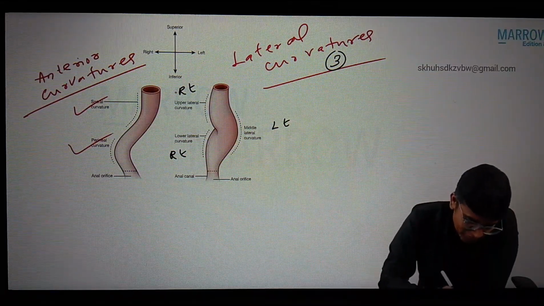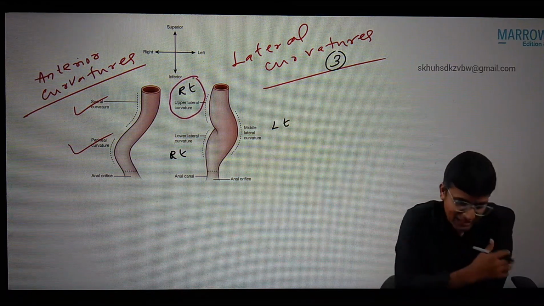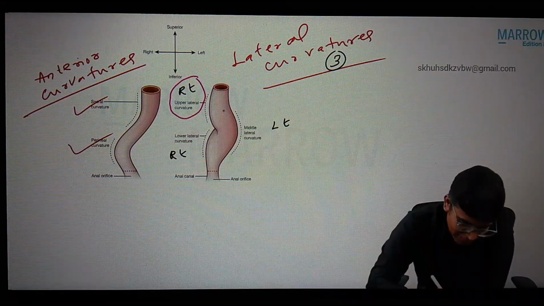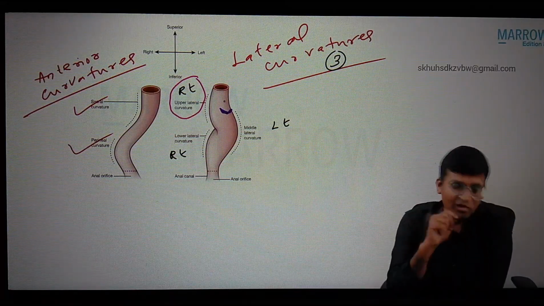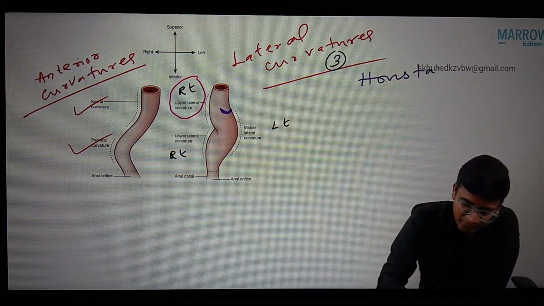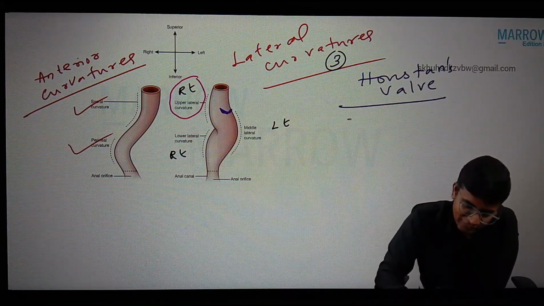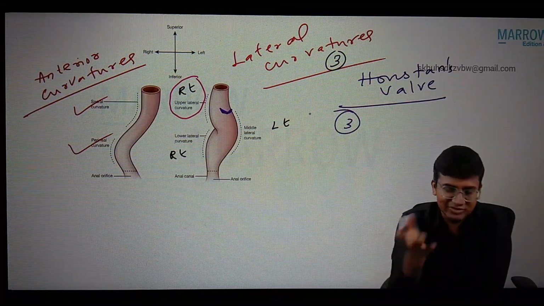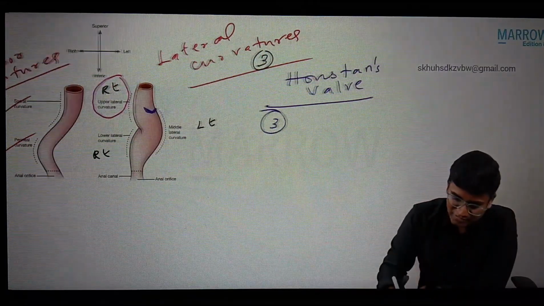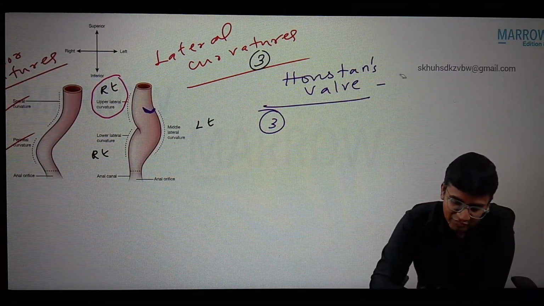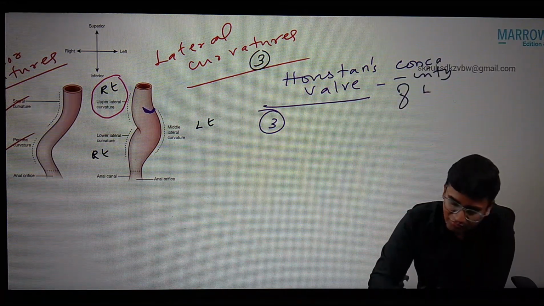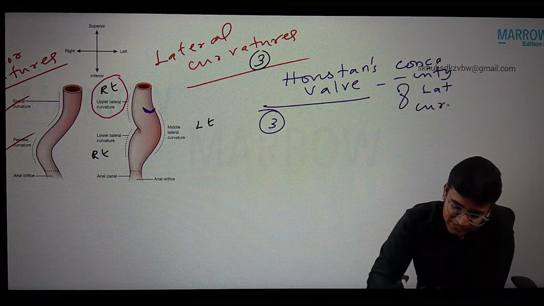I told you the upper lateral curvature is present on the right side. On the concavity side, I am talking about this side, we have Houston's valves. How many valves do we have? We have three valves. Why? Because we have three curvatures, and on the concave side, three valves. So Houston's valves are present on the concavity of the lateral curvatures.